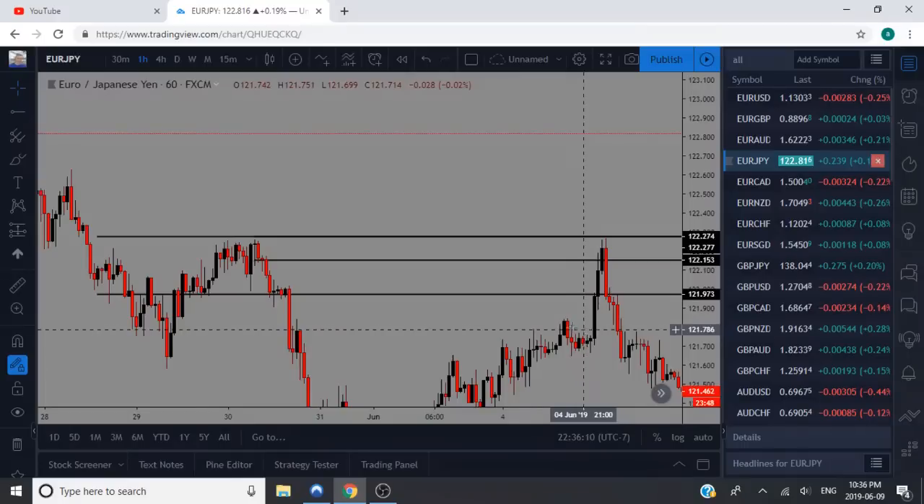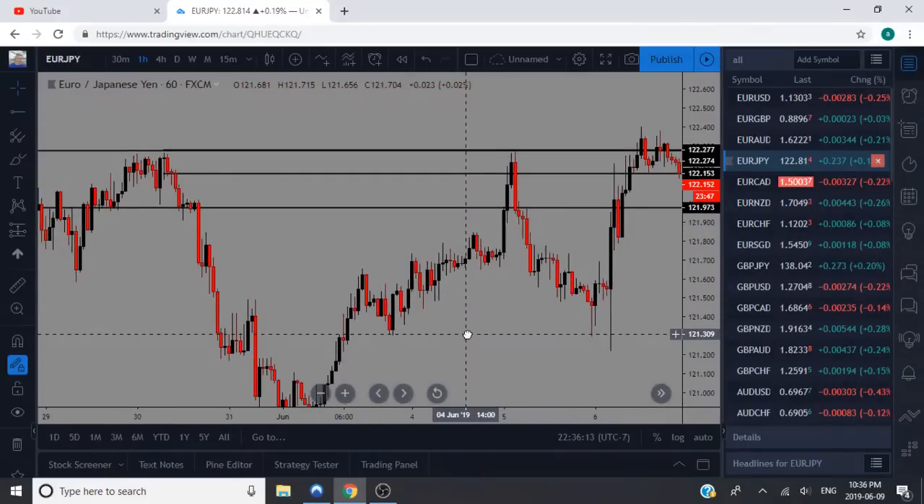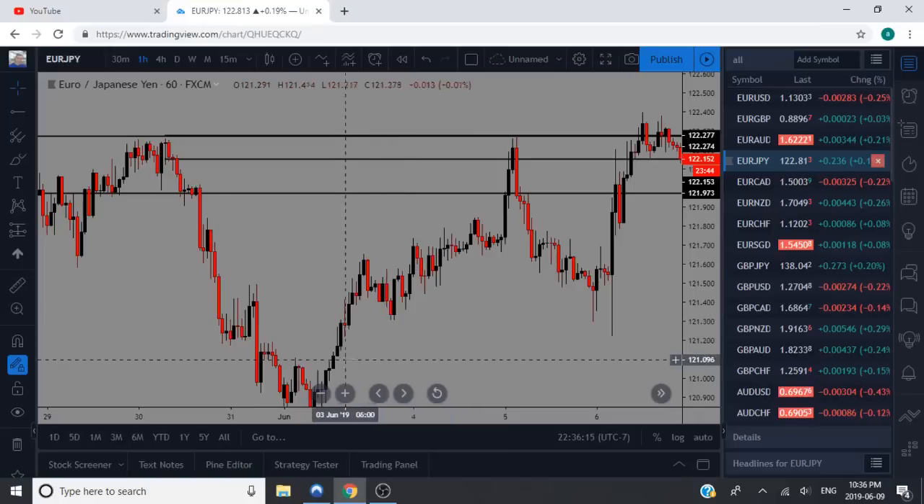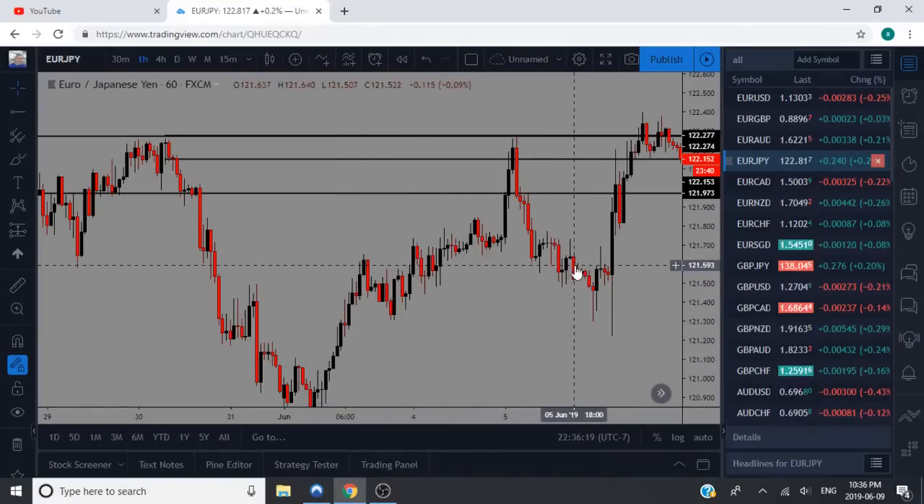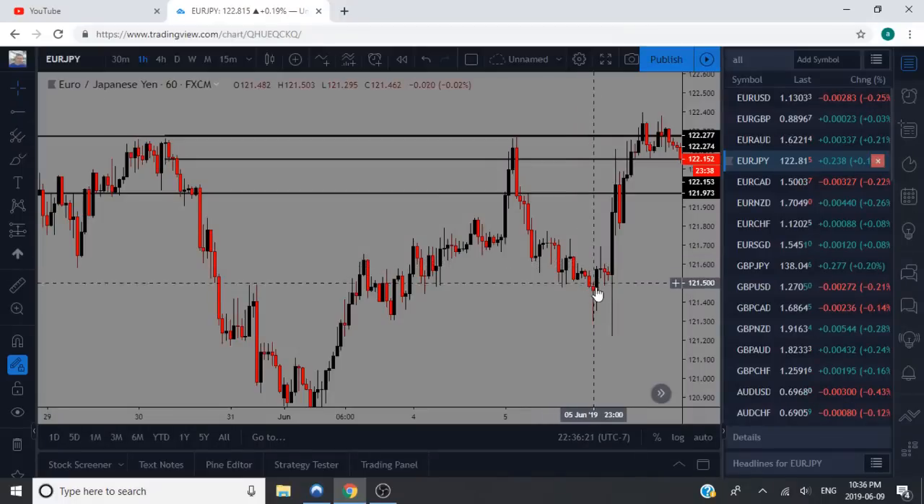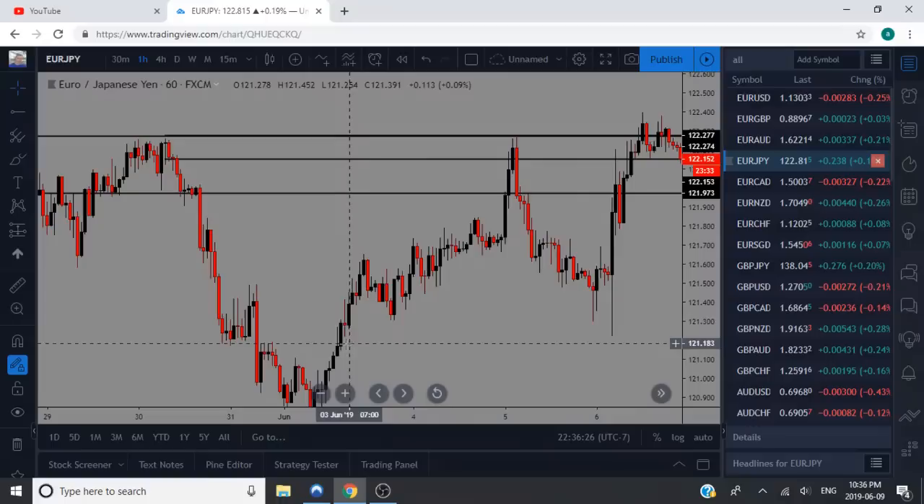First target was hit here. My second target was down here. Just missed it, but I got stopped out, I think right here, because I had my trailing stop going. So I was just connecting it with the lower highs. And I had my second target here.